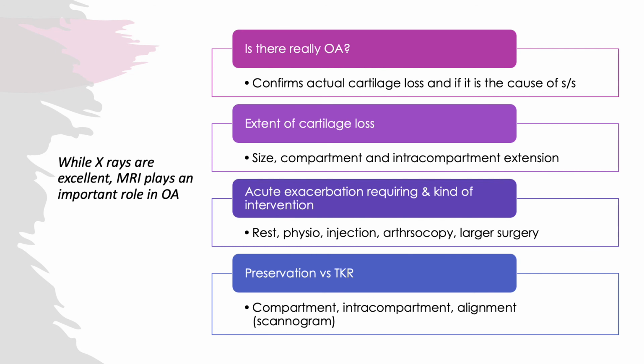So while X-rays are excellent, MRI plays a very important role in osteoarthritis. It helps us to confirm whether there is actual cartilage loss, which is the cause of joint space narrowing on the X-rays, or if it is something else. It helps us to understand the extent of articular cartilage loss, the size of the defect, the compartmental involvement, the degree of compartmental involvement, and the intracompartmental involvement, whether it is anterior or posterior. And all of these, as I have showed you, can have an important role to play in how we decide what kind of surgical alternative we can offer the patient. And finally, when we look at preservation versus total knee arthroplasties, we want to look at the alignment of these knees, and there the scanogram is a really important tool.